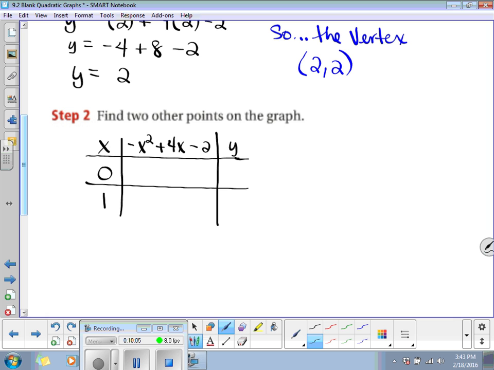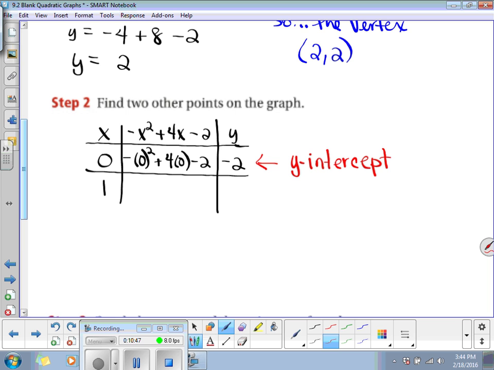0 and 1. Now, when we substitute the 0 in, we've got negative 0 squared plus 4 times 0 minus 2. Of course, 0 plus 0 minus 2 is going to give me negative 2. Right? By the way, when I put the 0 in for x and solve for y, what point does that give me? This is also the y-intercept. Very good.